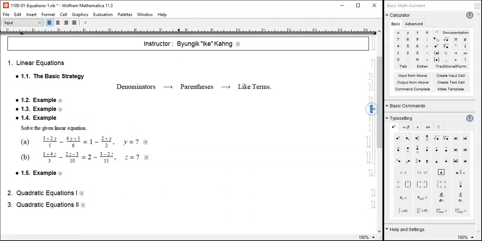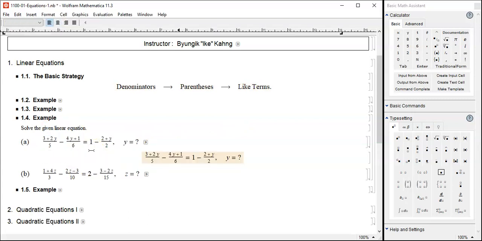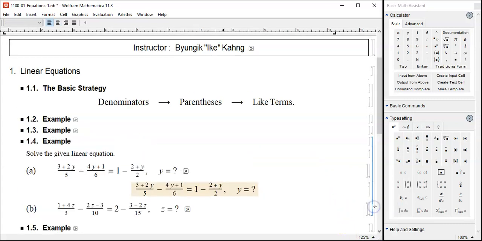Okay, next topic. Now this time we have denominators. All right. Denominators first, parentheses, and then the like terms. Okay. How do we work it out? So here, I'd like to multiply something to kill off all the denominators. And what is the strategic number that I'd like to multiply here? One way is to multiply all those denominators together, 5 times 6 times 2, but that's going to be overkill. It works, but there is a simpler number.